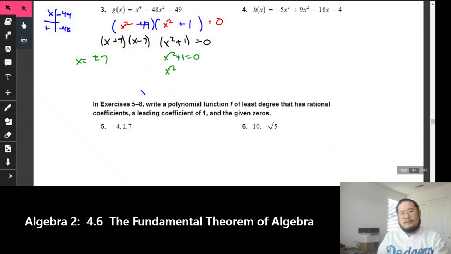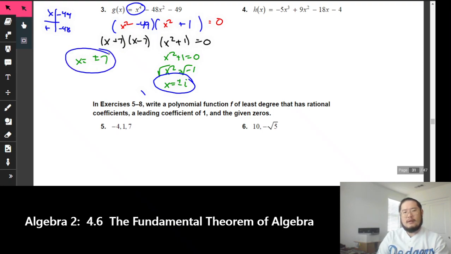Taking the x squared plus 1, set it equal to 0. We'll move the 1 over, and then we'll square root both sides. And x is equal to the square root of negative 1, which is going to be i. And don't forget, plus or minus i. So remember, the degree of the polynomial is 4. We have 4 total solutions here. Sometimes you'll have all 4, but we have one positive, 1 negative, and 2 imaginary.